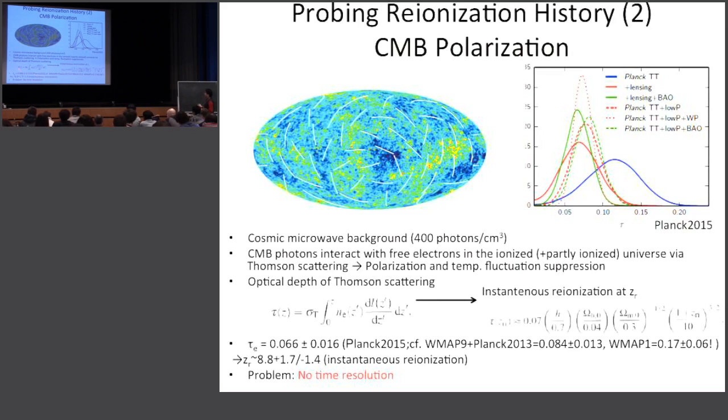So what people do is simply assume the reionization took place instantaneously. Then you can solve this integral easily, in this form. So then you can plug in the tau, and obtain the redshift of the instantaneous reionization. The current best estimate of the tau is 0.066 from Planck 2015, and the corresponding instantaneous reionization epoch is redshift 8.8. But this technique still has a problem, because there's no time resolution, as I said.